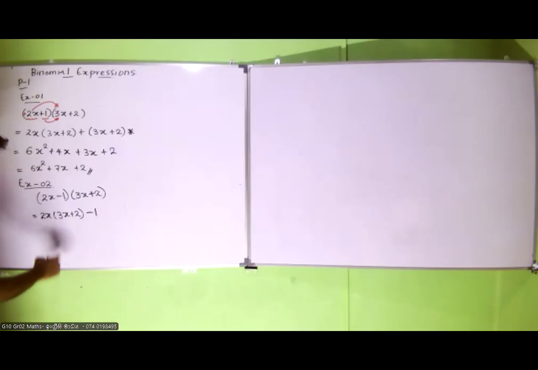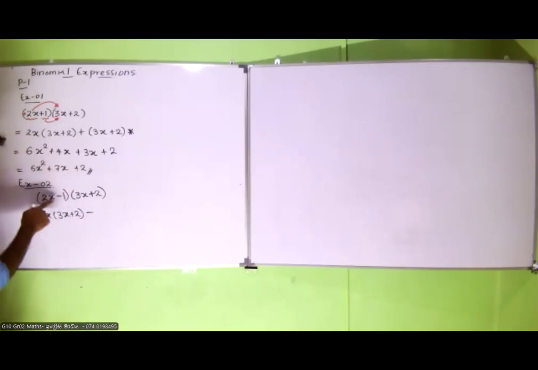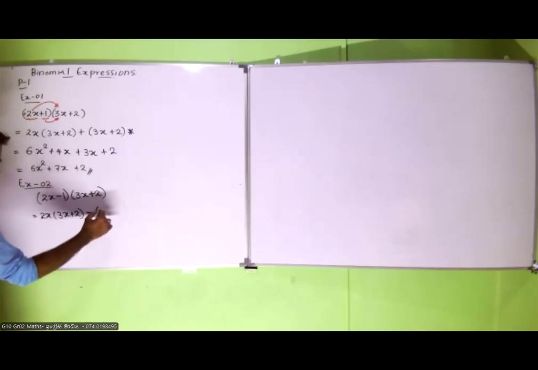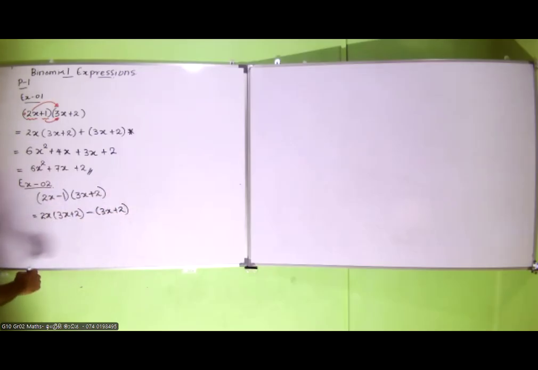Put it here. -1 times this apple, no need to put 1. You are going to deal with minus into this apple, 3x plus 2, so you have to use brackets because this is a minus sign. Now here all things are positive, but here you have a negative sign, so later we can deal with that. First of all, I am going to deal with this 2x and this apple. 2 times 3, 6. x times x, x squared. 2 times 2, 4, 4x.